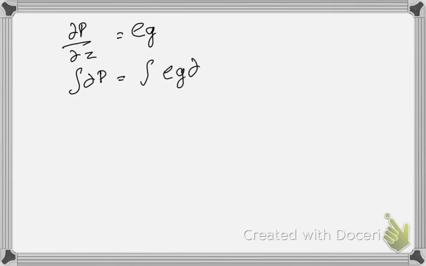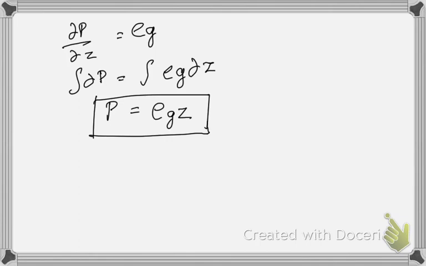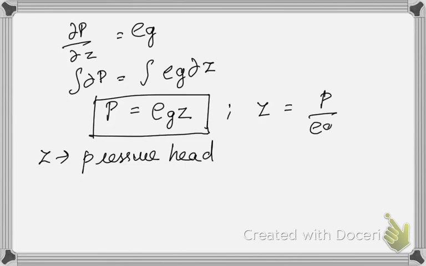Supposing I integrate this equation, that is dou P by dou Z is equal to rho G. Integral of dou P is equal to integral of rho G dou Z, and I will get P is equal to rho G Z, where Z is the pressure head. It is also the height of the point from the free surface, and P is the pressure above atmospheric pressure, and Z will be equal to P by rho G.